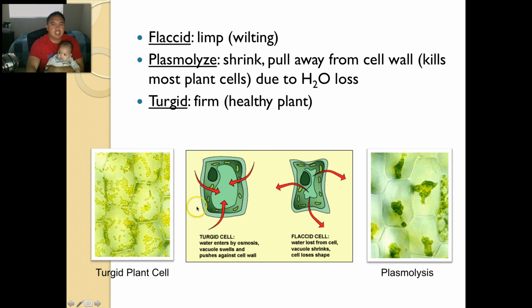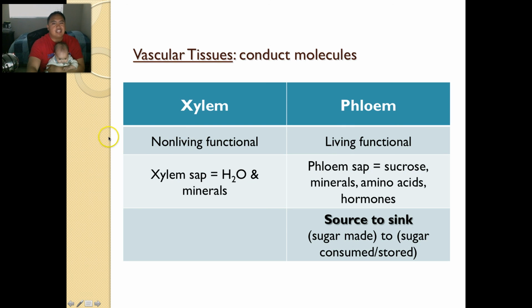That's an example of something that's healthy. So here are plant cells that are turgid. Okay. And here are ones that are starting to shrink because of plasmolysis. Vascular tissues, we talked about it. They're the ones that conduct the molecules, xylem doing water, and phloem doing sugars and food. So the phloem sap has sucrose, minerals, amino acids, hormones. That's where all that stuff is conducted in the phloem.